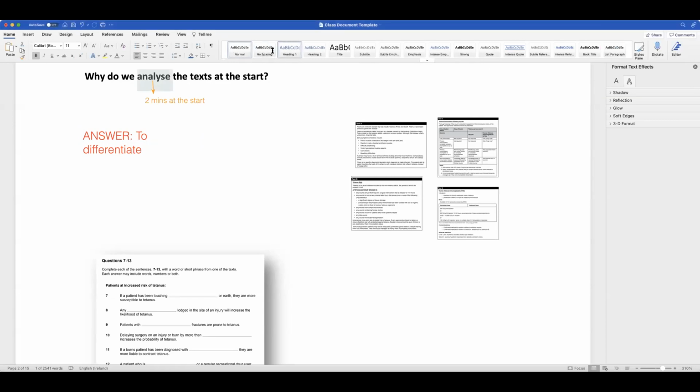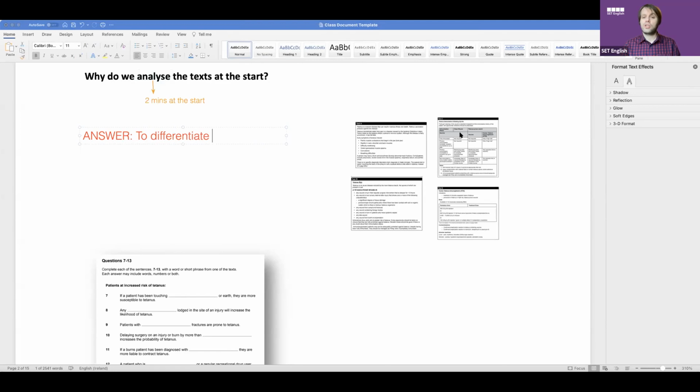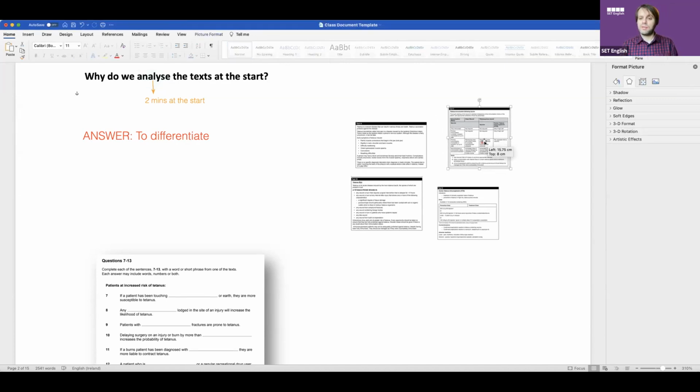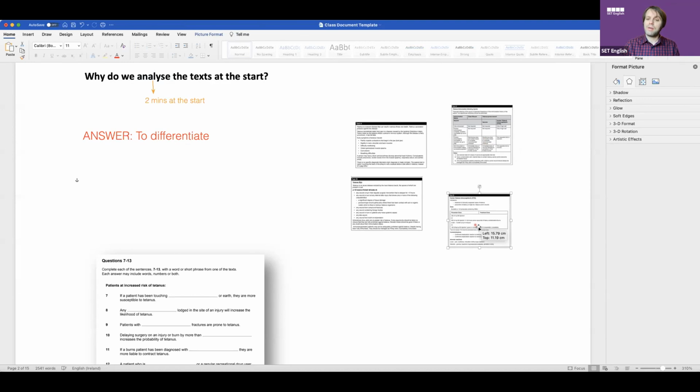Separate, right? So what we're trying to do, just to show you a visual example of that, is differentiate these texts here from each other. So this one here is different. Let me try and do this again. There we go. This one here, guys, right? We're trying to separate these out from each other.